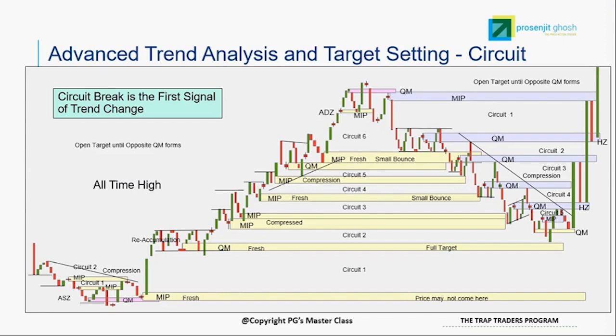And once the circuit break happens here, what will you do? You will wait for price to retrace back to the QM, and then you can book your profits. You don't have to worry, just book out here. Okay. So this is something the circuit analysis helps you with.